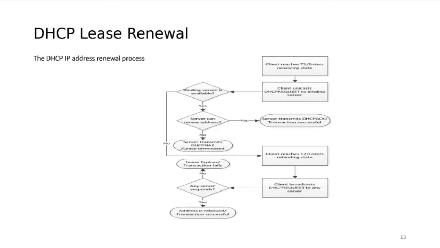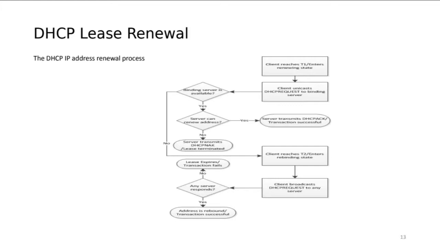This is the DHCP lease renewal diagram. When you reach T1, the client will send a unicast. Okay, you need to know that. And if everything is okay, the DHCP server will renew the IP address, and the server will send DHCP acknowledge. If there is no response, or the server cannot renew, it will respond with a NAK, negative acknowledgement. So the lease is terminated.